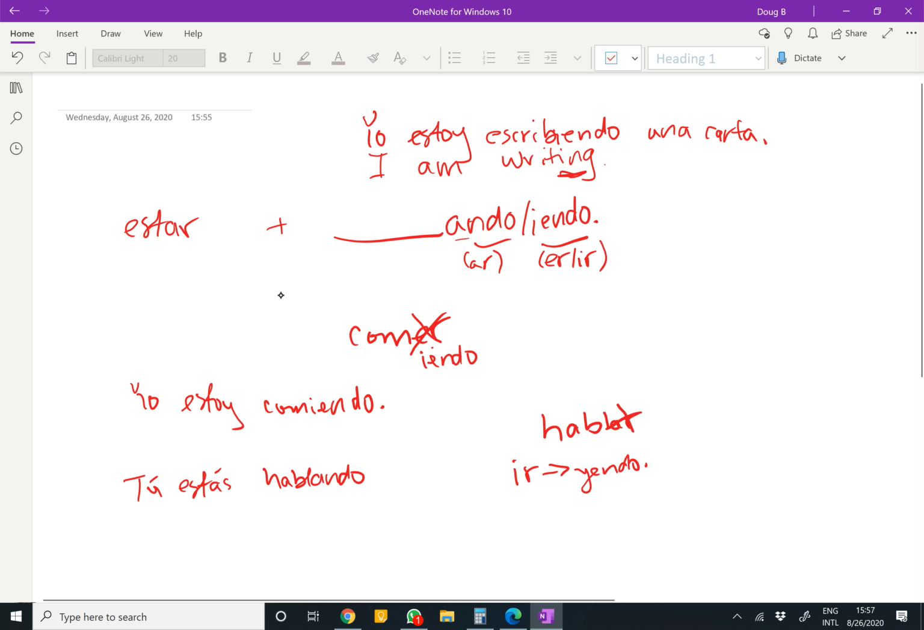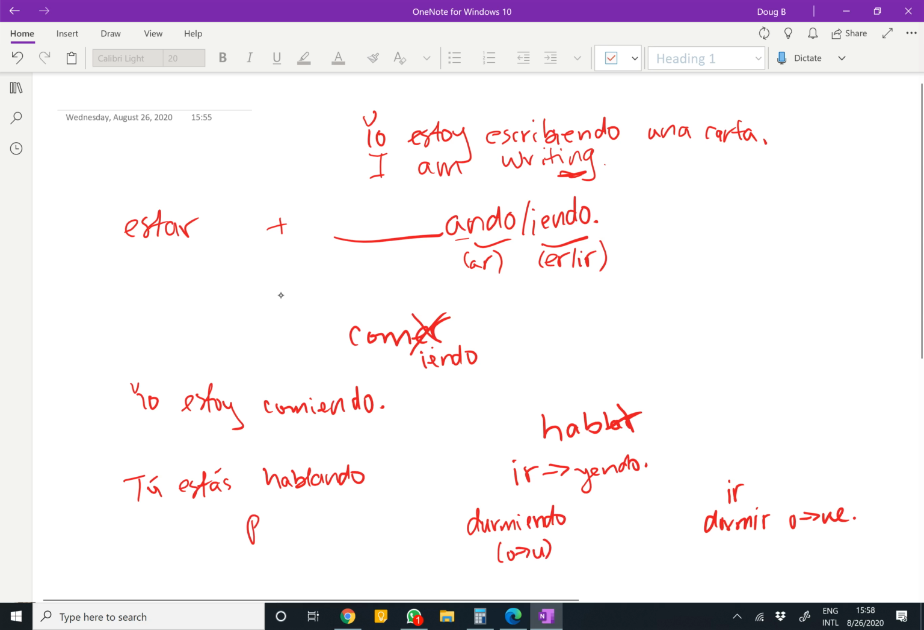Or what are some of the other ones? Some of the trickier ones are IR verbs that are stem changing, for example, dormir. We know dormir changes O to UE. In the present progressive, it also changes dormiendo. So it has a different change. It changes O to U.